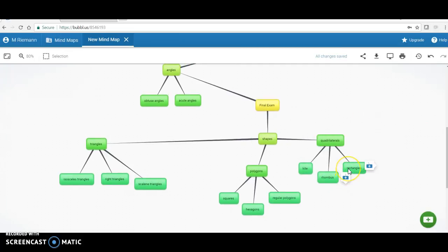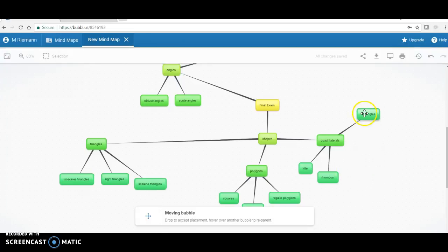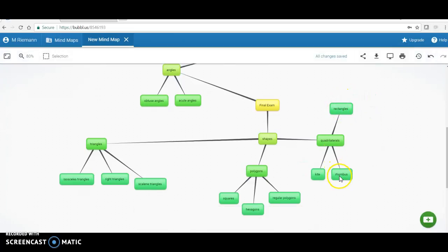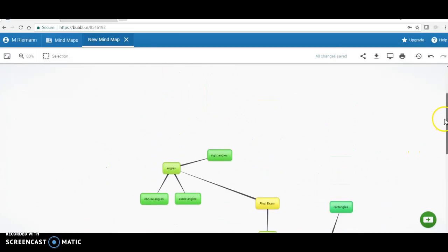So similar to what you guys are going to do for angles, you're going to do the same thing. You're going to go through your notes and you're going to attach bubbles to all of these about what you know about each of the different types of shapes that we have looked at this year.